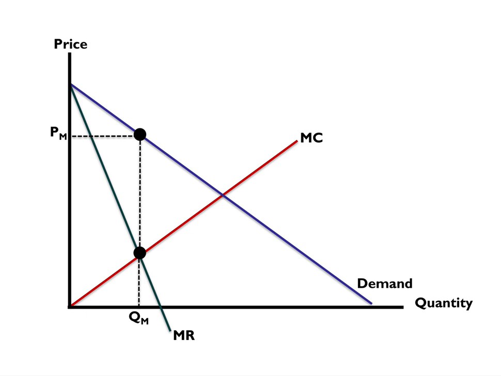The implication should already be obvious. Monopolists are going to sell a good at a much higher price than a perfectly competitive firm. But we can be even more precise than that.